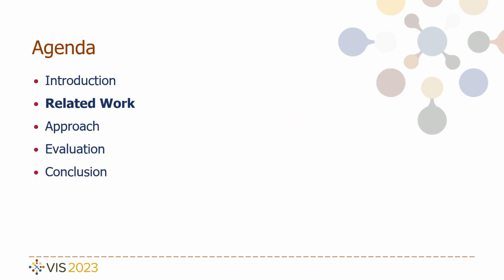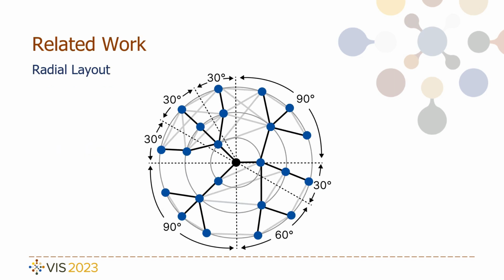Now I'll briefly introduce some related works. For subgraphs with a central node, the most common representation is radial layout. It can accurately express the hierarchical relationship between the nodes and the center, and the nodes are uniformly distributed, but the relationship between nodes will be seriously damaged.